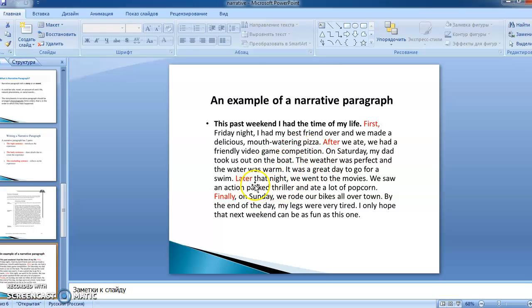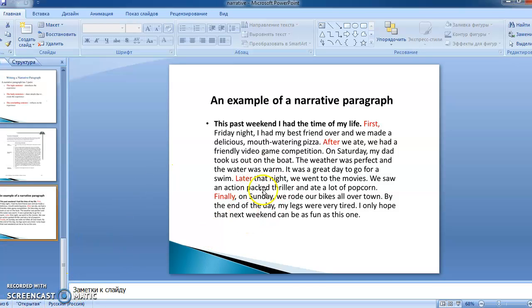And the next one is later. After the video games, what happened? We went to the movies, and so on. And finally, on Sunday, we rode our bikes all over town. This is the last event of the narrative. So that was all, and I really recommend using such words to supply chronological order in your narrative paragraphs.